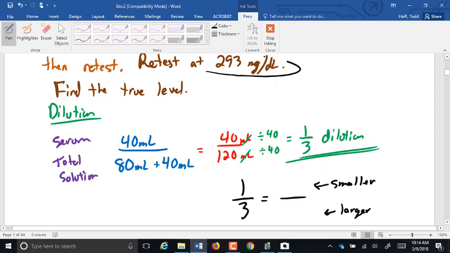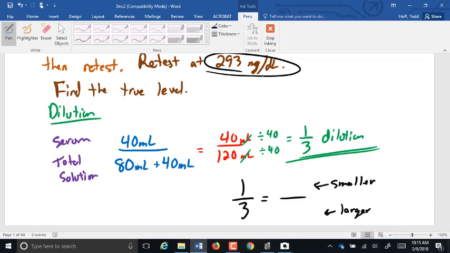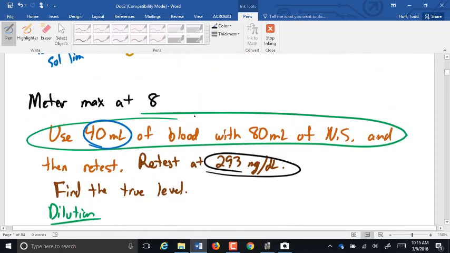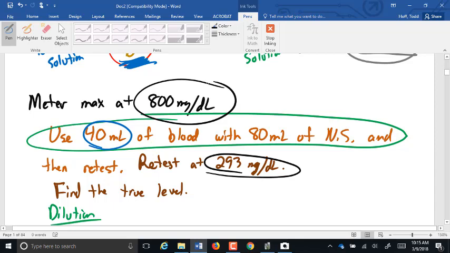We have that 293 milligrams per deciliter that our meter gave us. Do we expect the true value to be bigger than that or smaller than that? Well, remember, the reason we had to do it was because the meter only goes up to 800, right? Yeah, the true value is going to be bigger. This is smaller than the true value. We diluted the true value down to get it to this so that the meter could read it.